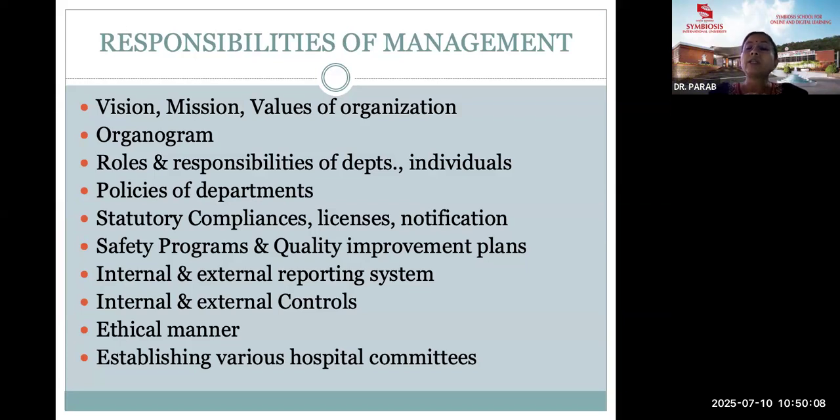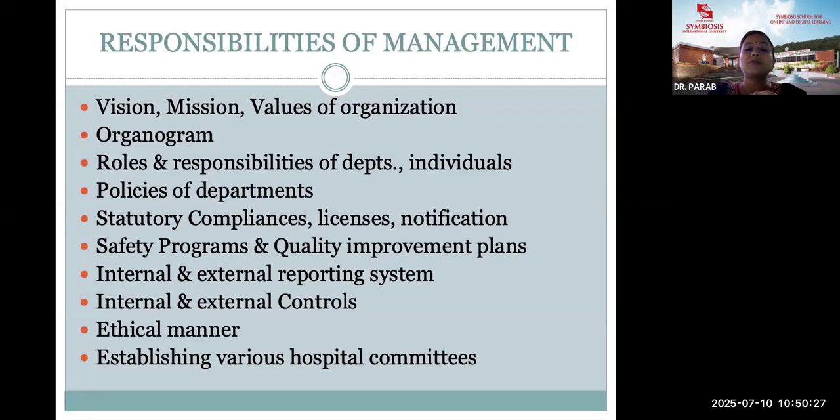Then, defining the policies. I told you yesterday about policies, procedures, and processes. So, policies come from the management. The management is responsible for releasing those policies over a period of time, reviewing those policies, modifying them if necessary, and so on.